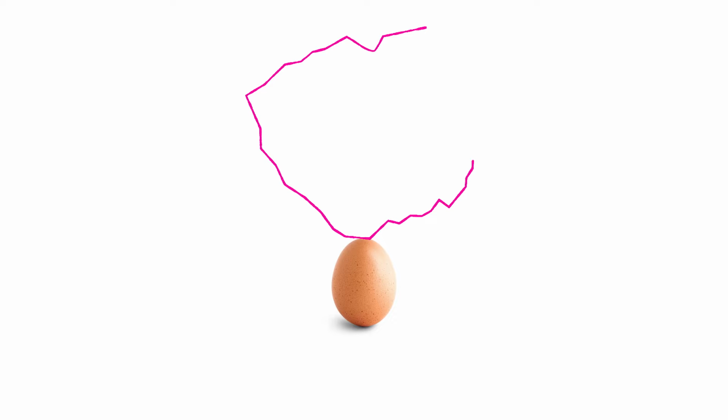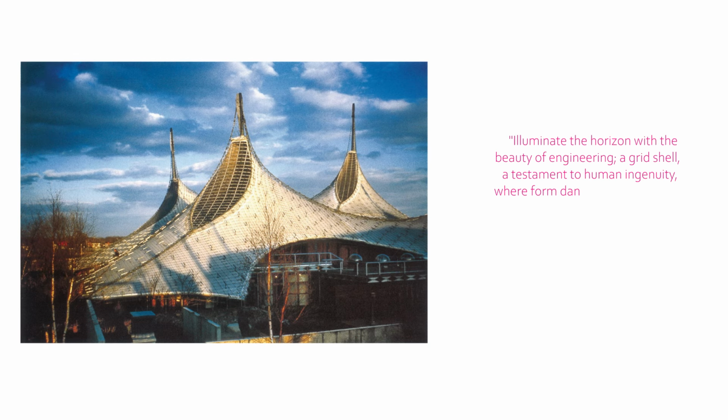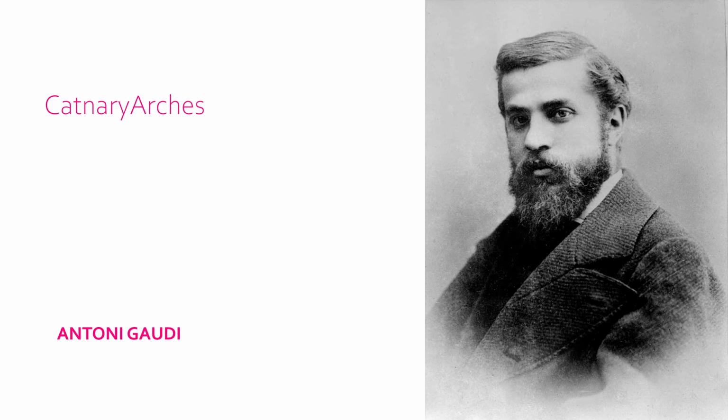Egg is the strongest shell structure because of its various properties. Its membrane is acting as a skin and a structure at the same time. Thanks to Otto, who gave the concept of minimal structures of grid shell. Also mentioning Antonio Gaudi's catenary arches that work on the same principle.